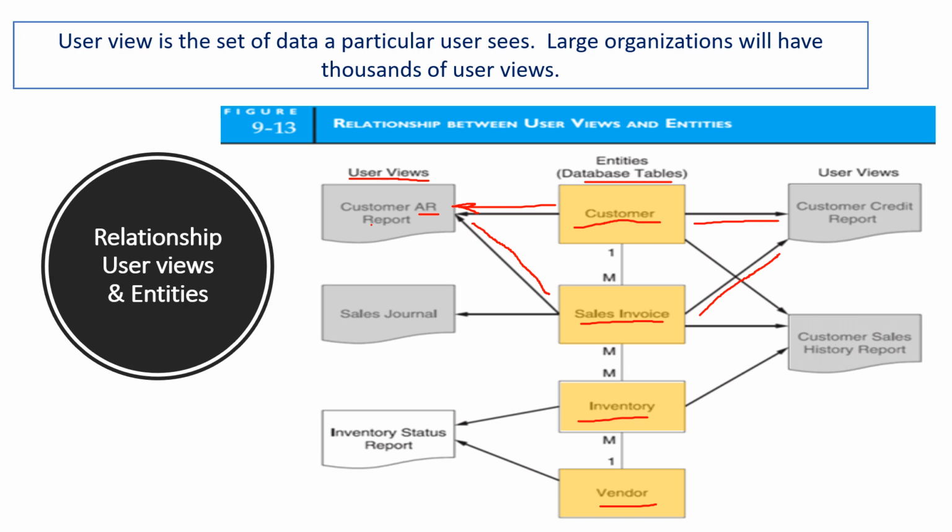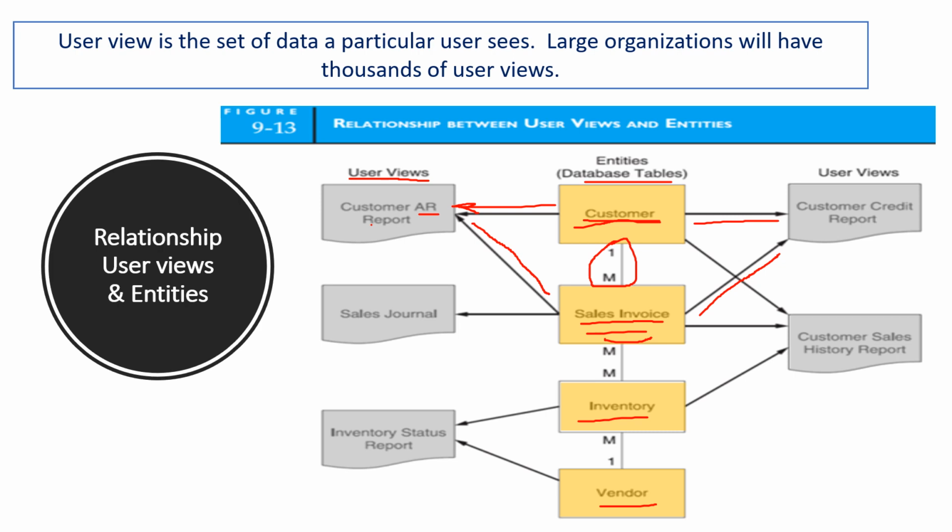Okay, and then we have the customer sales history report, which will come from sales invoice. Inventory status report will come from inventory and vendors. Okay, so here it explains the cardinalities between the customers and sales invoice. When we see one to many, it means that for one customer there are many invoice records.